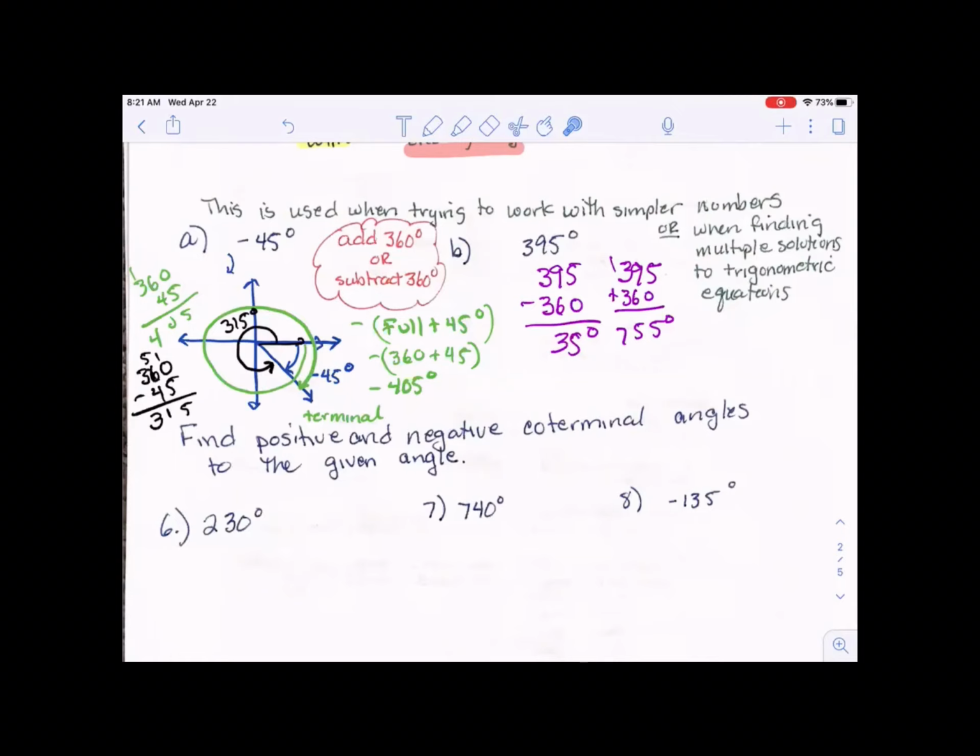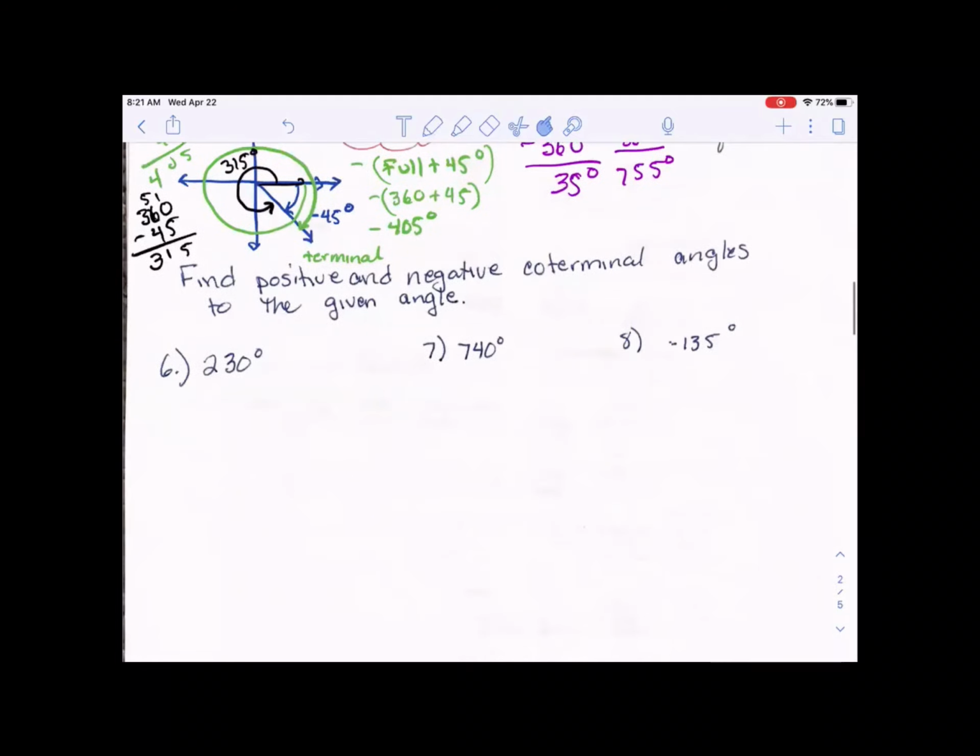Or the other thing that can happen, this is still a little ways off for you guys, is sometimes when we start solving trig equations, there's more than one answer, and these coterminal angles are what are causing multiple answers. Okay, I kind of jumped the gun when I was talking positive and negative on the last example.